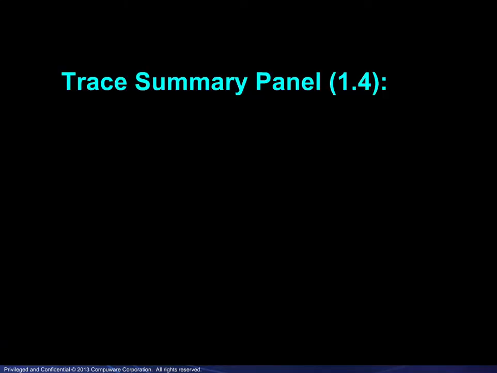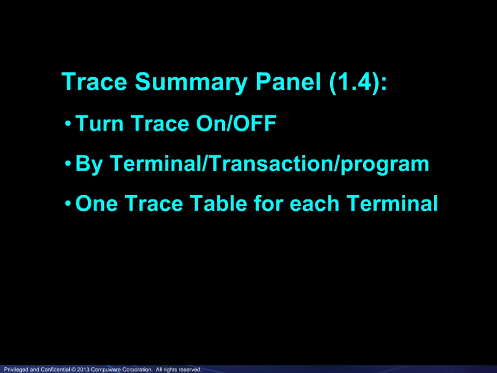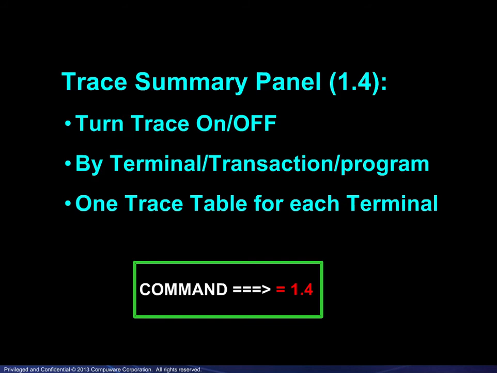The final trace-related item to examine is the Trace Summary panel. This is used to turn the trace on or off by terminal, transaction, or program. One trace table is retained for each terminal currently using Xpediter. The jump command shown may be used to display the trace summary panel.